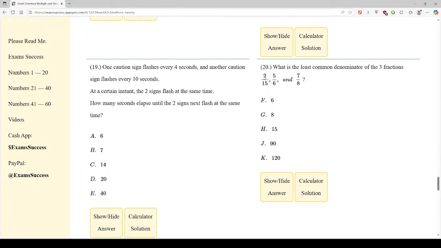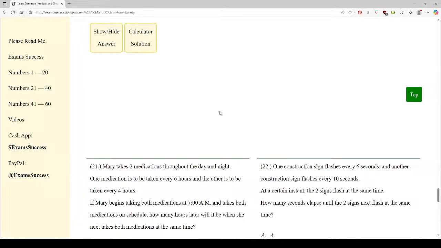And then if you look at number 20 here, least common denominator of the 3 fractions. So this is just asking you what is the LCM of 15, 6, and 8. That's what it's asking you. What's the LCM of 15, 6, and 8? Okay, so you do it the way we've done it.